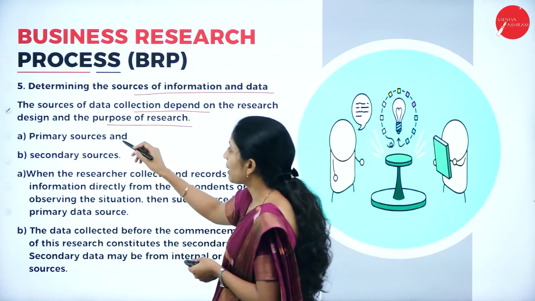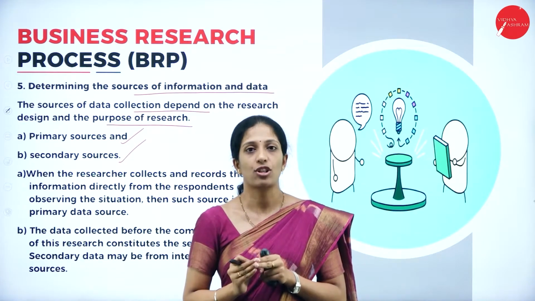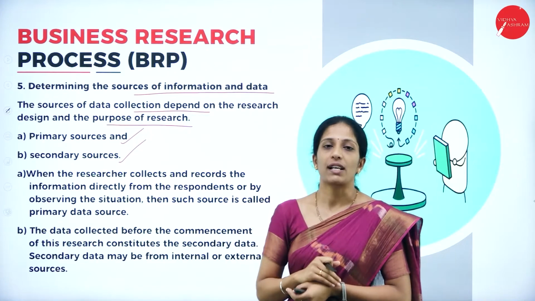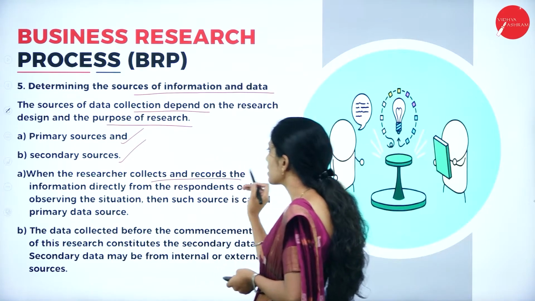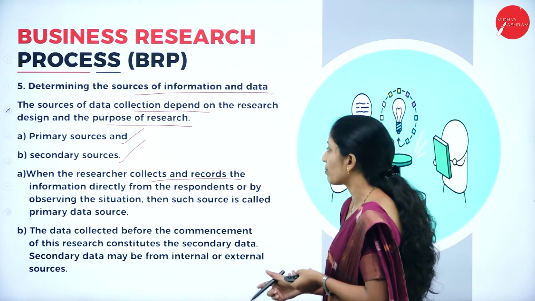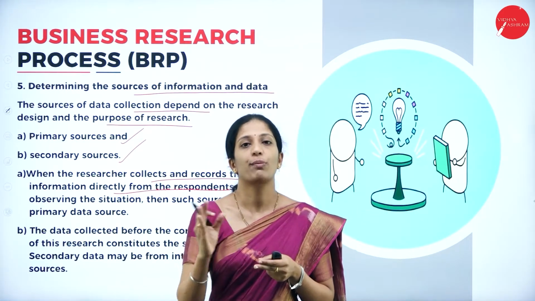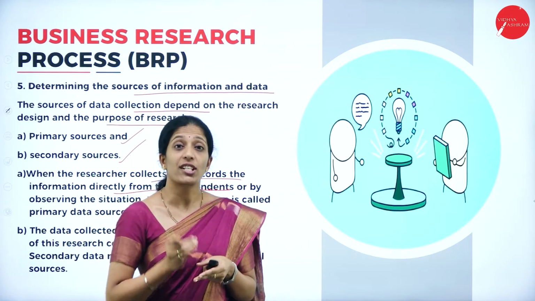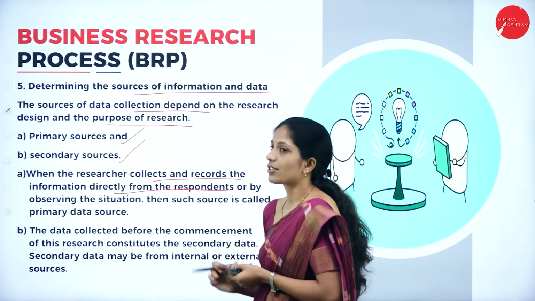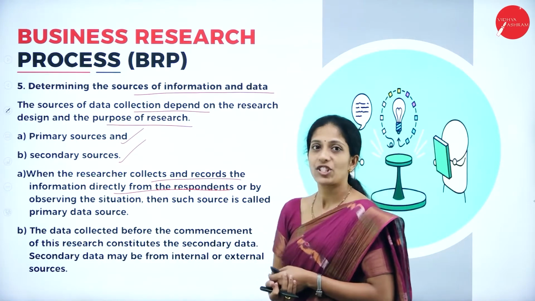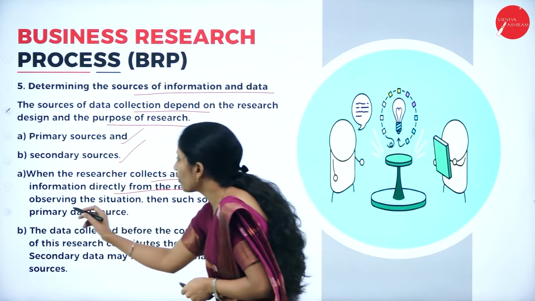So it may be primary sources or secondary sources. This I have told you, there are two main sources for collection of data. One is primary sources, the other one is secondary sources. Now what do I mean by primary sources? When the researcher collects and records the information directly from the respondents. I have given an example that I'll go to the respondents and distribute the questionnaire, where I'll collect the information directly from the respondents. So they are termed as what? Primary sources. Or by observing the situation.